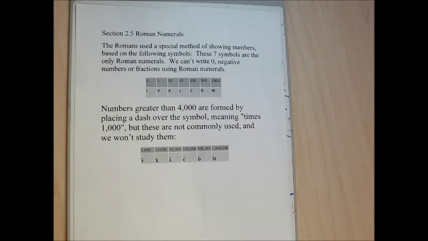This should be a friendly section. Section 2.5 is on Roman numerals. Just kind of jump into it.